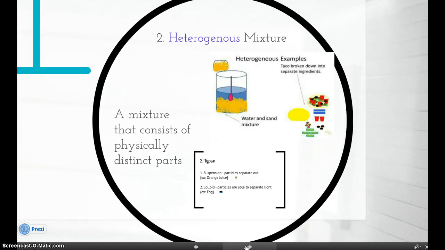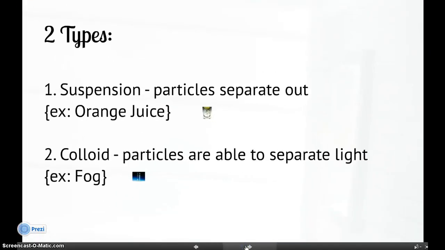Heterogeneous mixtures are mixtures that have physically distinct parts. And so there's some examples we'll go over here in just a minute, but there's two main types. A suspension is when the particles separate out. An example would be orange juice, where you actually have to shake it before you use it. A lot of medicines are suspensions.